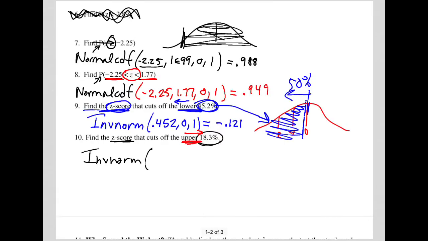So if we know that 18.3% is to the right, is the upper, then we can just subtract from 100 and that'll give us the percent to the left, which is 81.7. So 81.7% would be to the left. So we have to put in 0.817, comma, the mean and the standard deviation. And we can go ahead and put that in and see what we get. So I get a z-score of 0.904. We'll cut off the upper 18.3%.